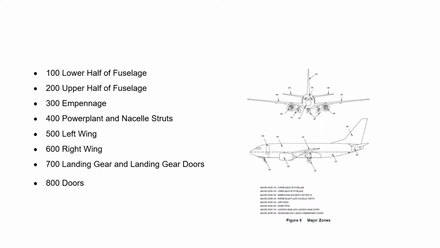This slide just highlights these major zones. So 100 is the lower fuselage, 200 upper fuselage, 300 is the empennage, 400 power plants, 500 left wing, 600 right wing, 700 is the landing gear and landing gear doors, and 800 is all other access doors.